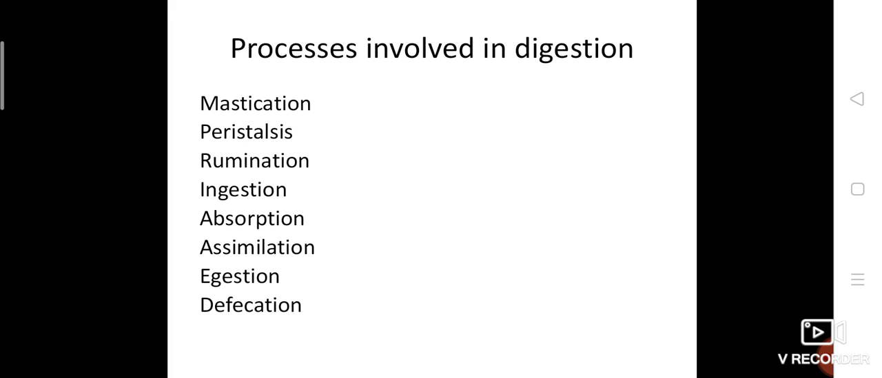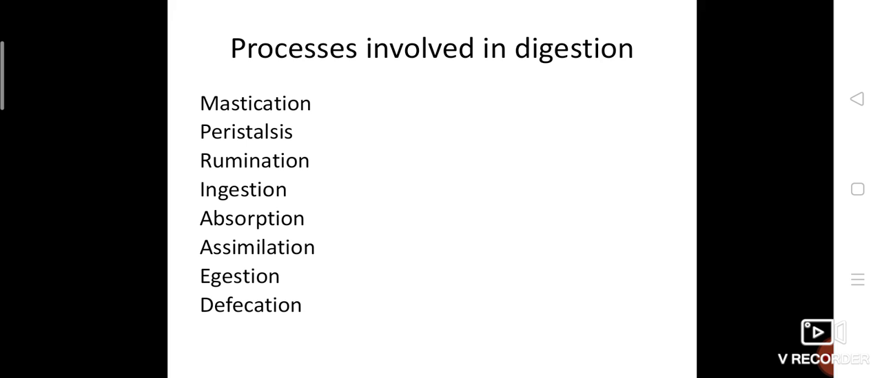What is mastication? Mastication is nothing but mixing of food with saliva in the mouth. That process is mastication. Like that, when we talk about peristalsis, it is a movement taking place by the food pipe, that is the esophagus, that is the passage of food from the mouth to the stomach, through the esophagus by the movement of peristalsis. And when we talk about rumination, rumination is the process taking place only in grass eating animals, not in humans. And ingestion, absorption, assimilation, and egestion are the different stages of digestion taking place in the human body.